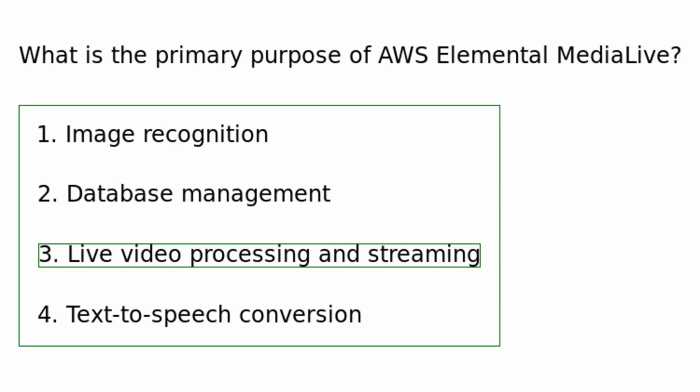AWS Elemental MediaLive is a service designed for live video processing and streaming, allowing users to create high-quality video streams for delivery to broadcast televisions or over-the-top content providers.